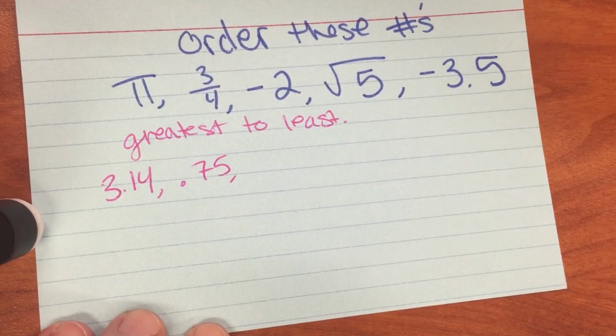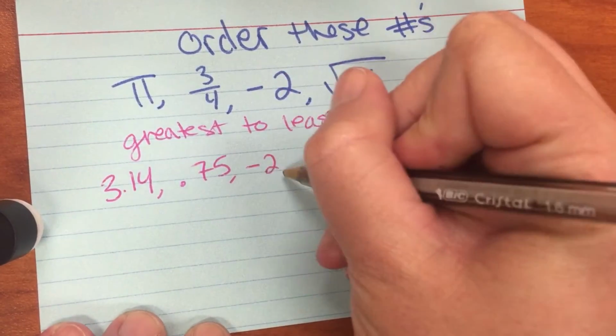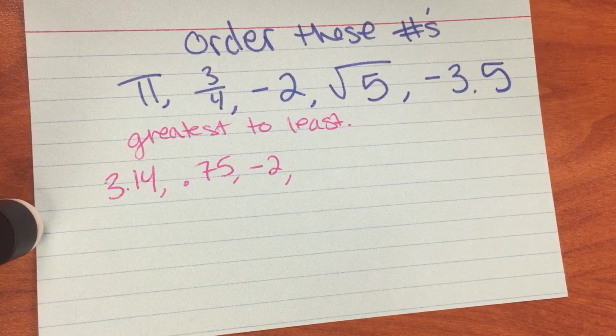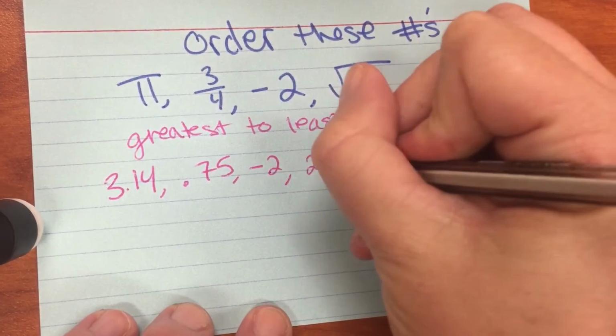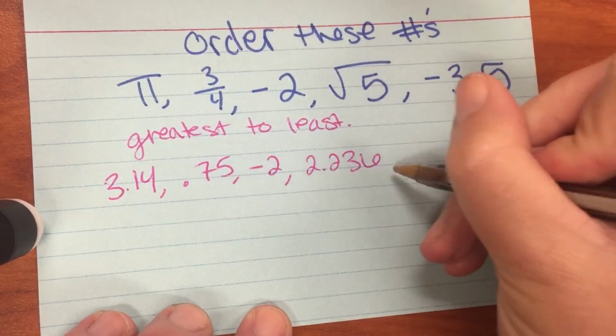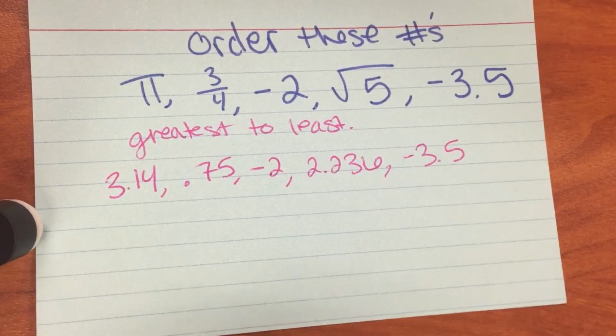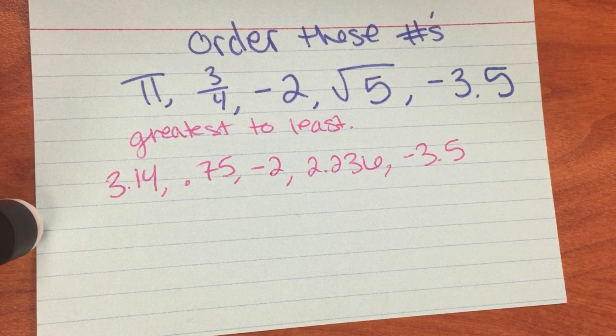Negative 2, how do I change that to a decimal? I think it just stays as negative 2. Oh, oops. Negative 2. Okay, square root of 5, use your calculator. Yeah, here we go. Square root of 5 is 2.236. And then we've got negative 3.5, which is already in decimal form. Let's separate our positives from our negatives, as the next step said.